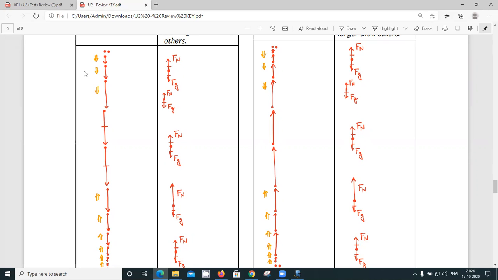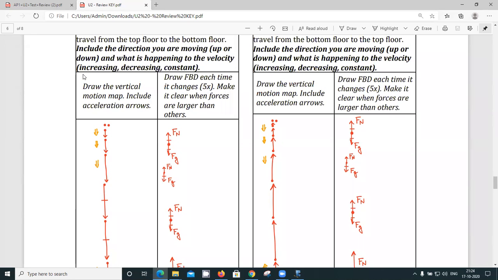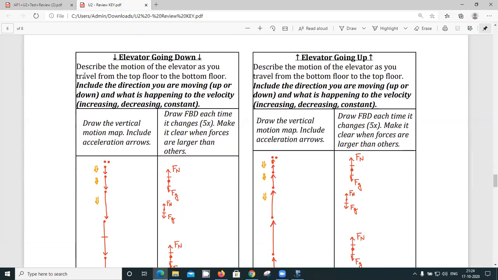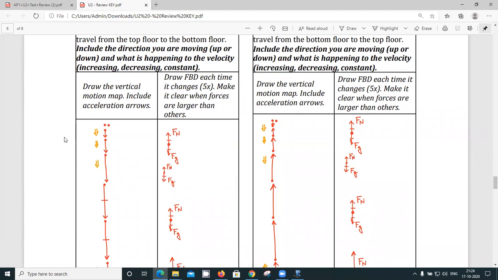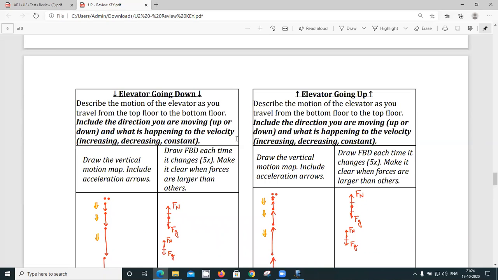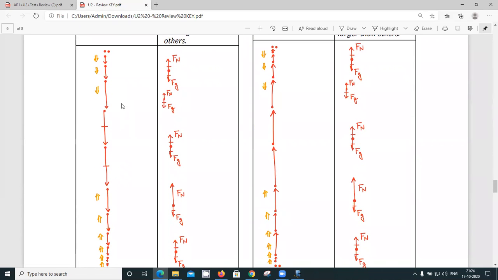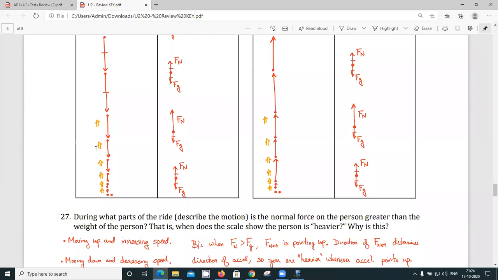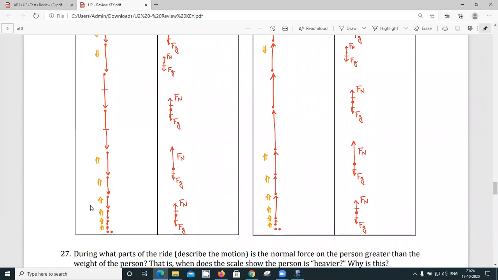Whether you call it negative or positive, that you can decide later. You don't have to say it's negative or positive. You just have to say up or down. Instead of saying negative, positive, you have to say which direction is positive, which direction is negative. You don't have to say that. You just have to say up or down. That's what they said. So this is accelerating downwards, and here it is accelerating upwards.